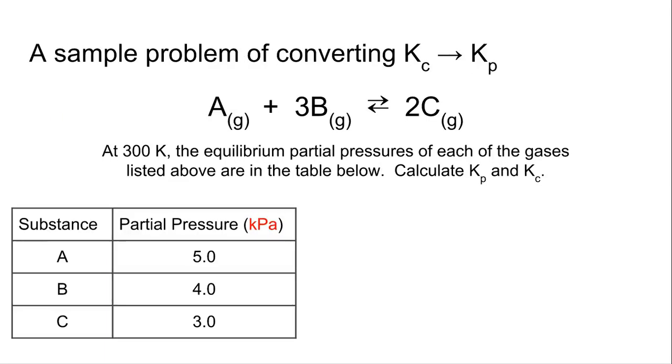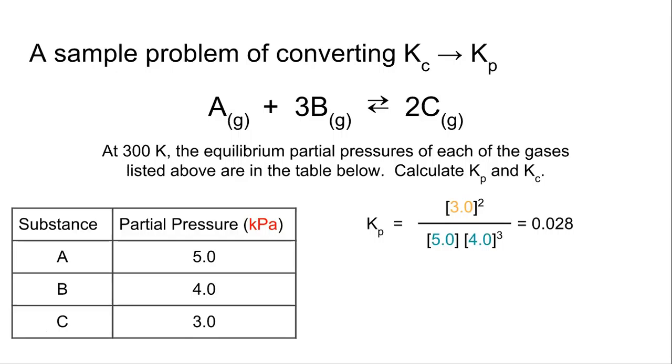All right, at 300 Kelvin, the equilibrium partial pressures of each of the gases listed above are in the table below. Our job is to calculate Kp and then eventually Kc. So we're going to use the law of mass action, but we're going to use the partial pressures that we see here in the table. That's not calculating Kc, that's calculating Kp. So let's take a look.